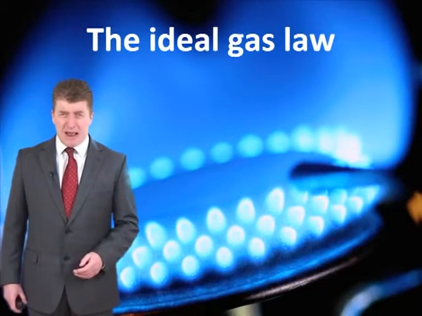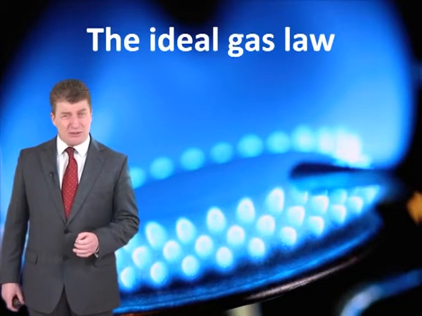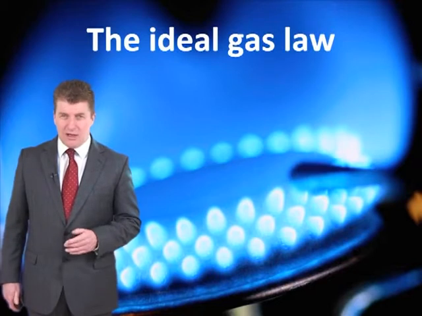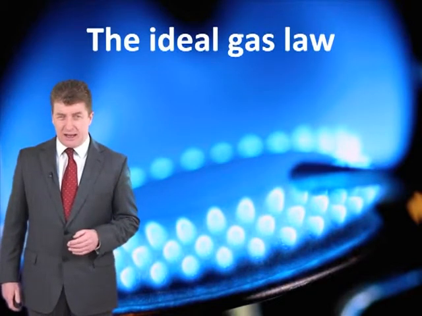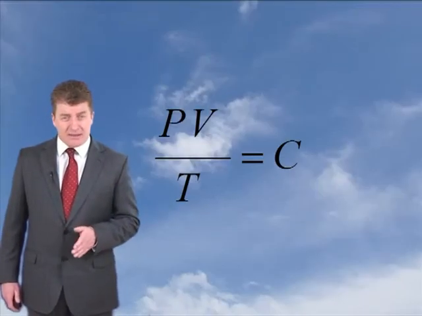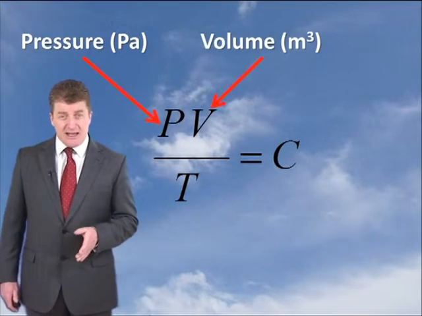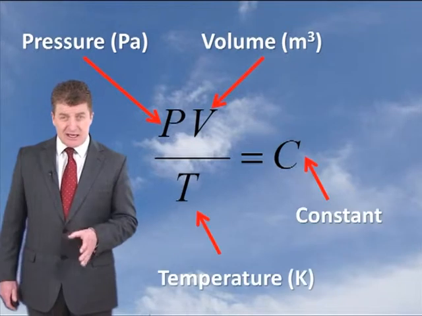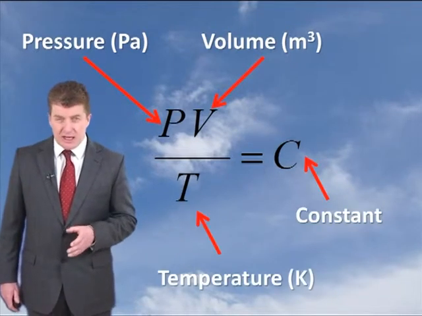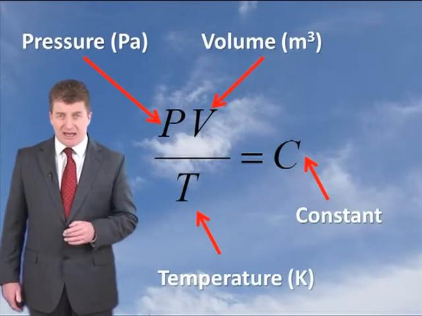Now I want to expand on the gas law by looking at the subject of the ideal gas law. This is the formula here: PV divided by T equals C, where P is the pressure in pascals, V is the volume in meters cubed, C is a constant which I'm going to come on to, and T is the temperature measured in Kelvin.